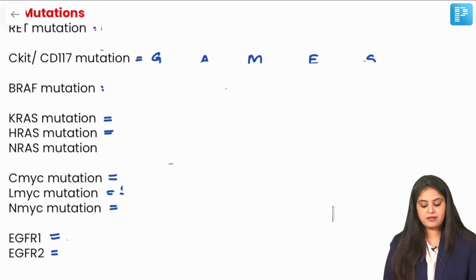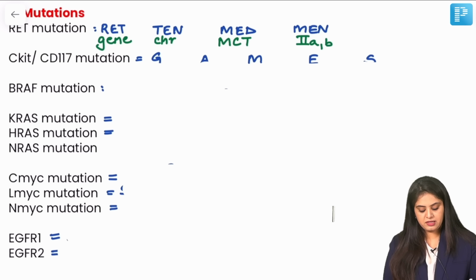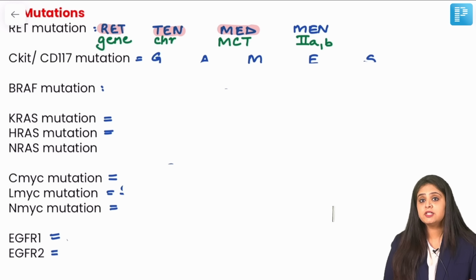Let's start with the RET, and we always study it as RET 10 medmen. That's the way we studied it, which means that RET is the name of the gene you're talking about. It's present on chromosome 10, which is the thyroid cancer with which it is associated, medullary carcinoma thyroid, and then MEN2A and MEN2B is the syndrome in which it is going to be seen.